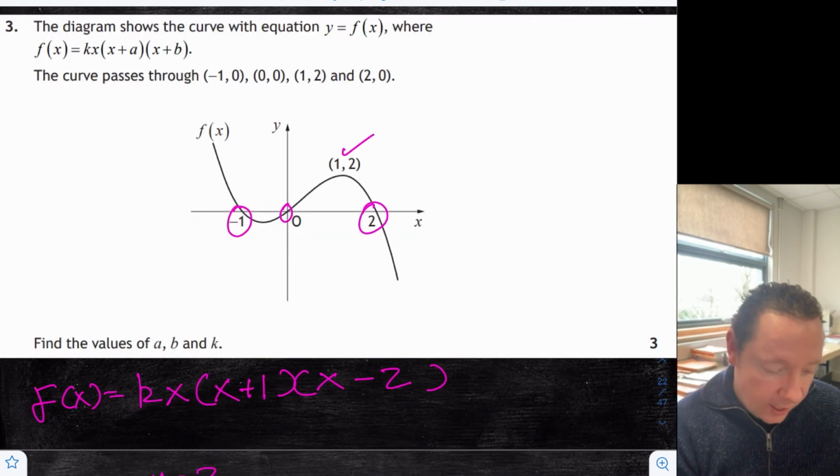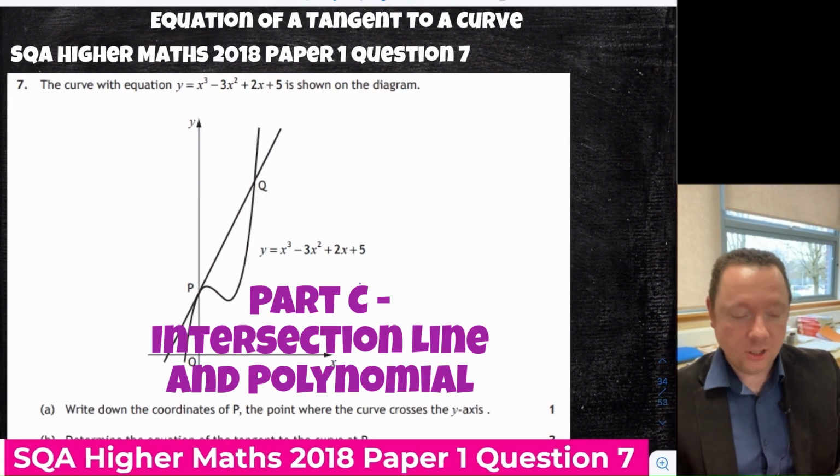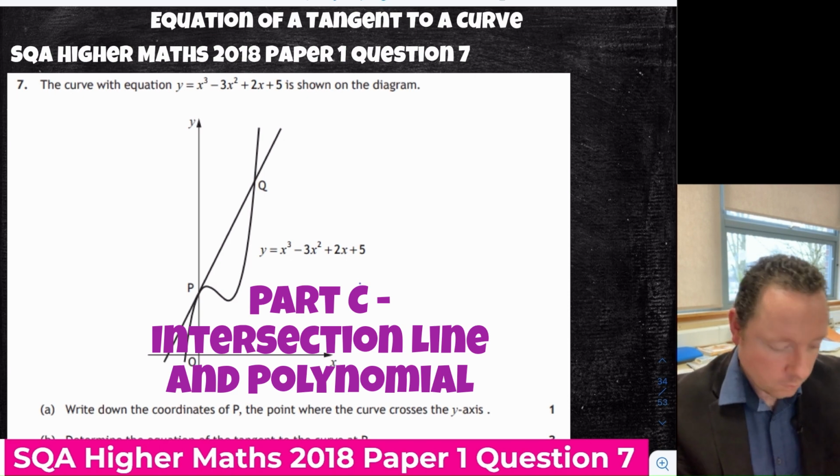Because the form was x add a, so our root told us that -1 is x plus 1, so a is 1. And then x plus b, but b is negative because 2, so it's minus 2. And we're done there. SQA Higher Maths 2018, Paper 1, Question 7, for the equation of a tangent.